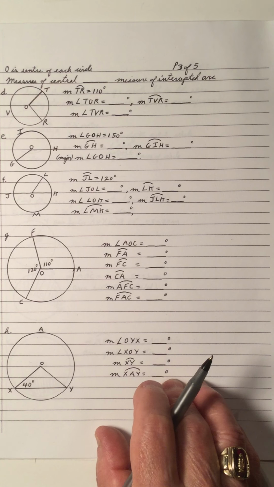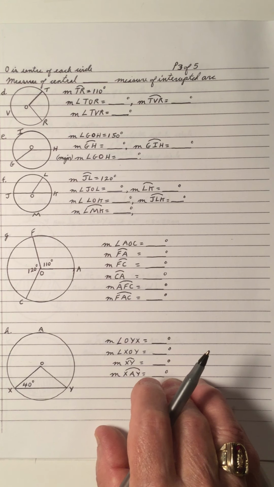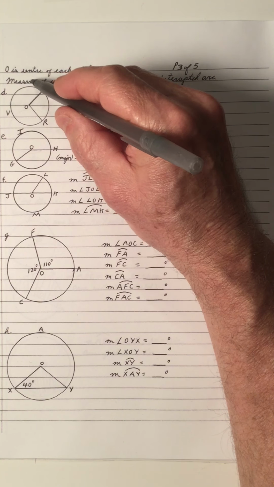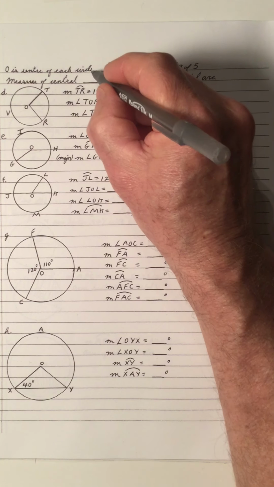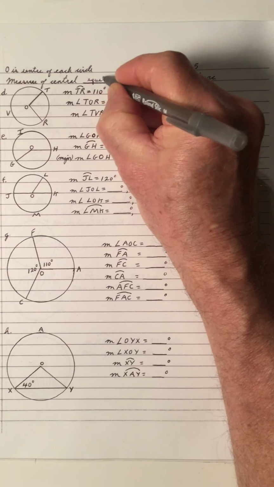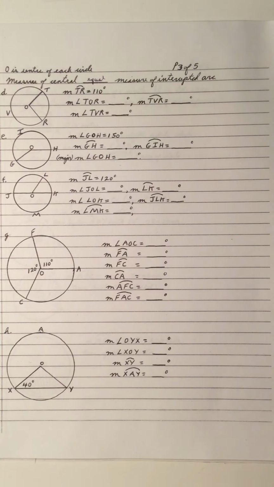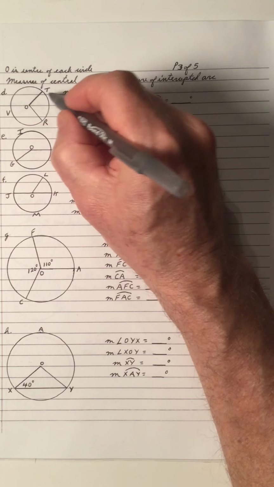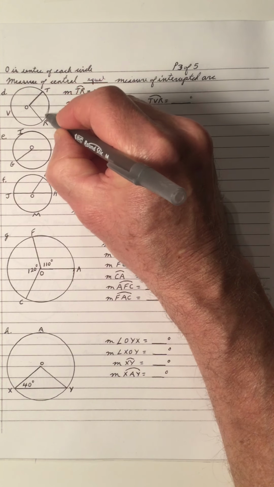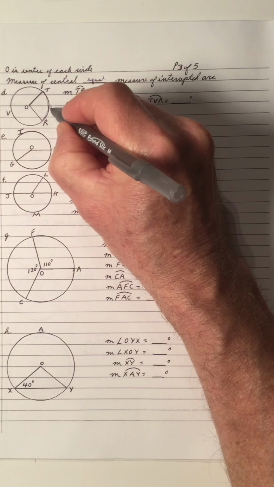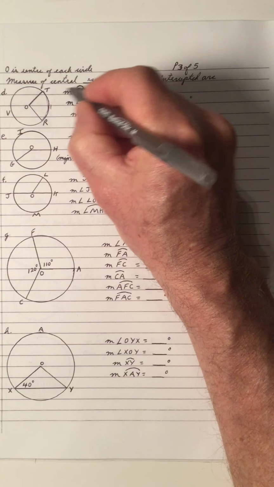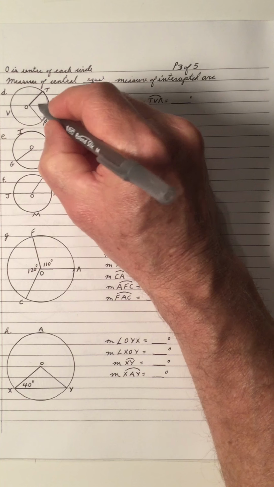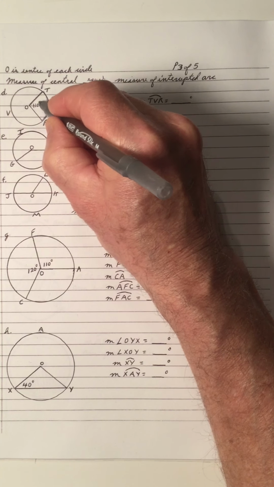Let's continue. Every circle I draw on most of these pages, I name O as the center of the circle. Now, the measure of the central angle is equal to the measure of the intercepted arc. Let's explain. In circle D here, we have the arc TR, which is this one. Notice that arc TR is 110 degrees. That means if this arc is 110 degrees, the central angle is the same measure.